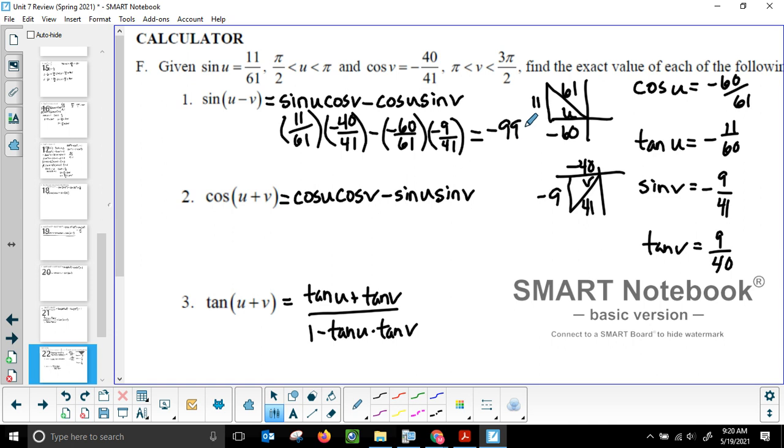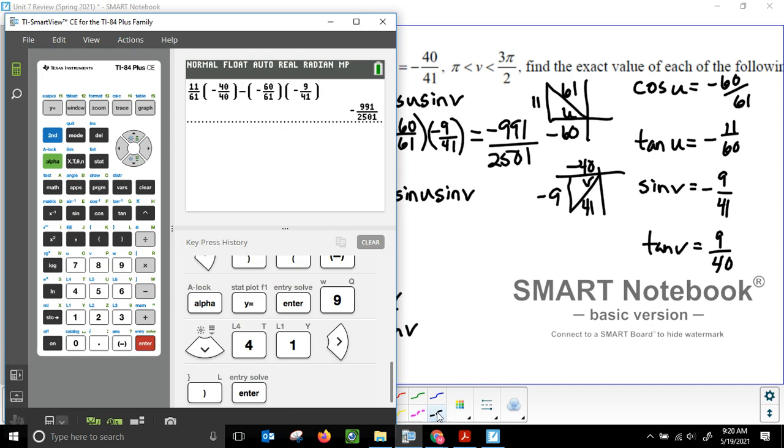Negative, what was it, 991 over 2501? How did yours come up as a fraction? Because mine always comes up as a decimal. The one on your phone always does. If you do it on the calculators that I have, if you use the fraction command, it will. How do I do that? Alpha y equals enter.